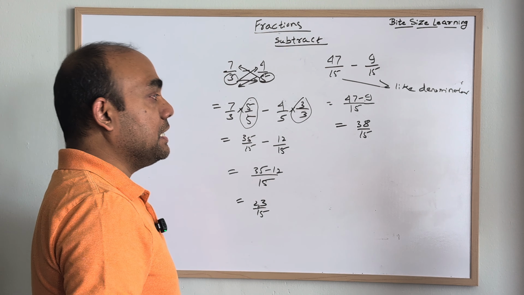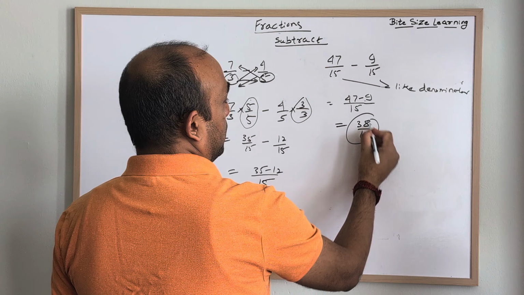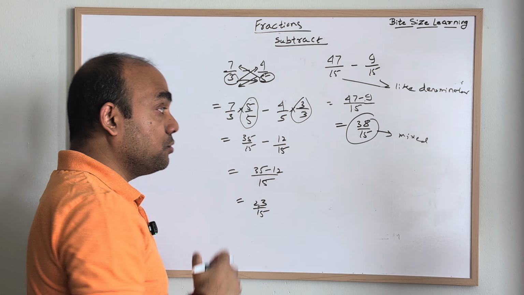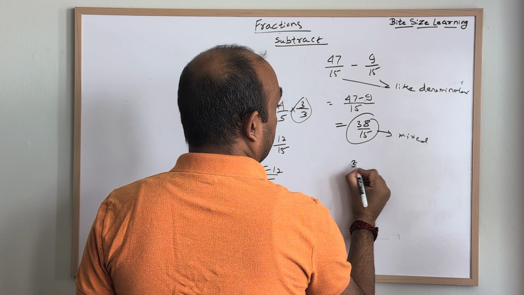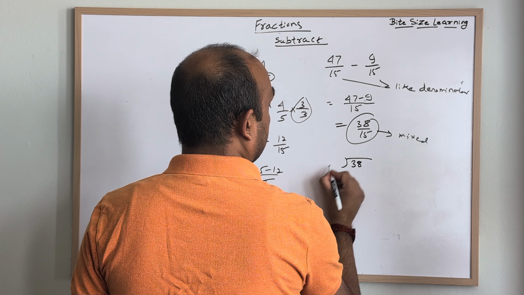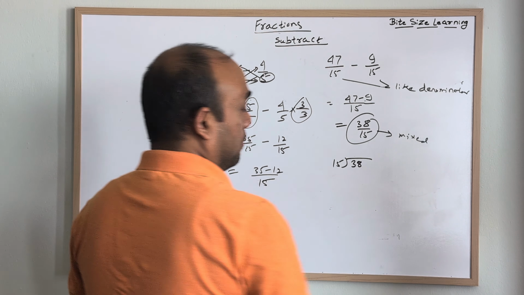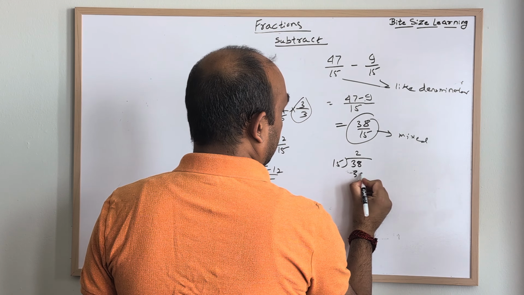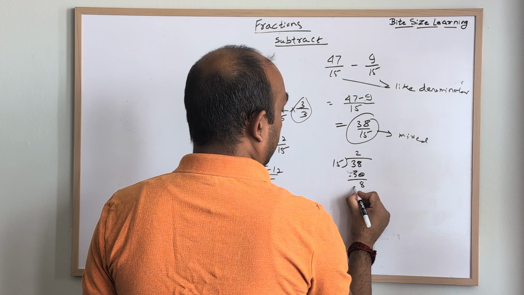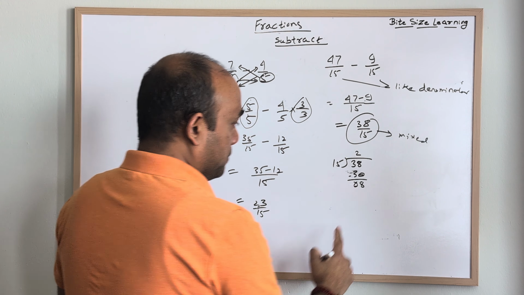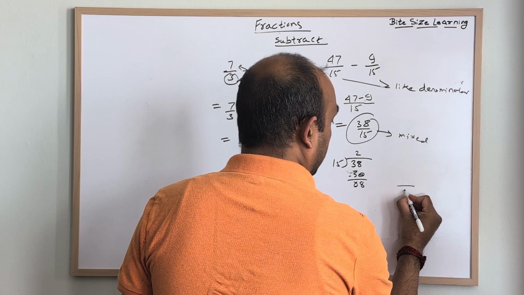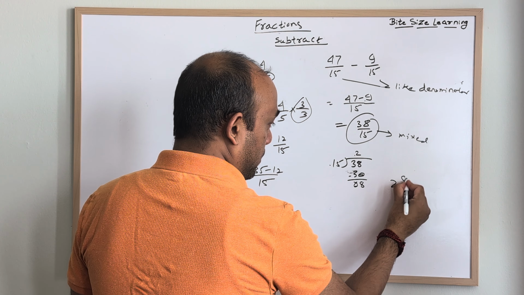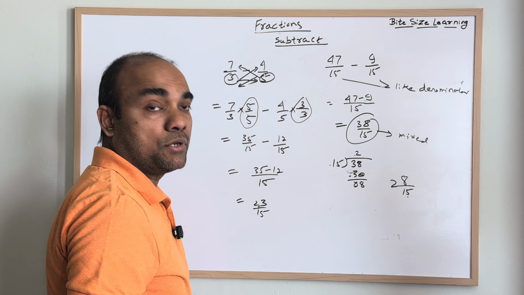So now let's say you want to convert this fraction into a mixed fraction, right? So this is an improper fraction. How do you convert this into a mixed fraction? You have 38 divided by 15. So 15 times 2 is 30, remainder is 8. So you will write the divisor here, quotient here, and remainder here, and then you convert this into a mixed fraction.